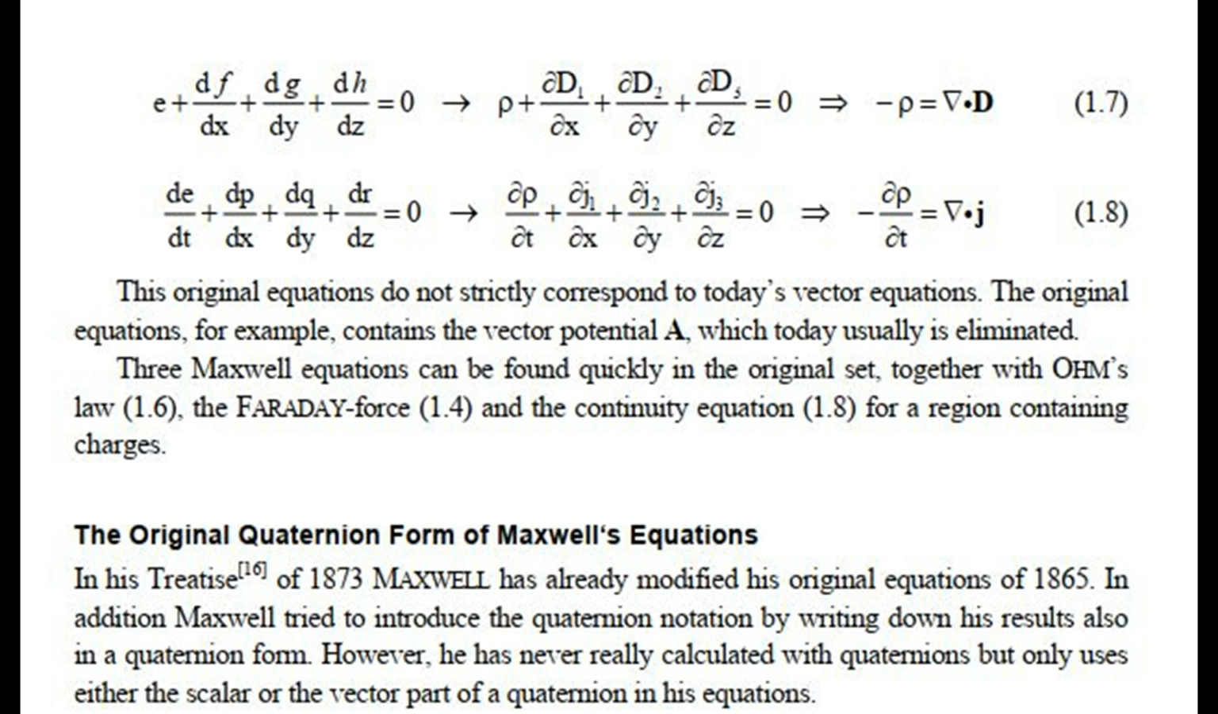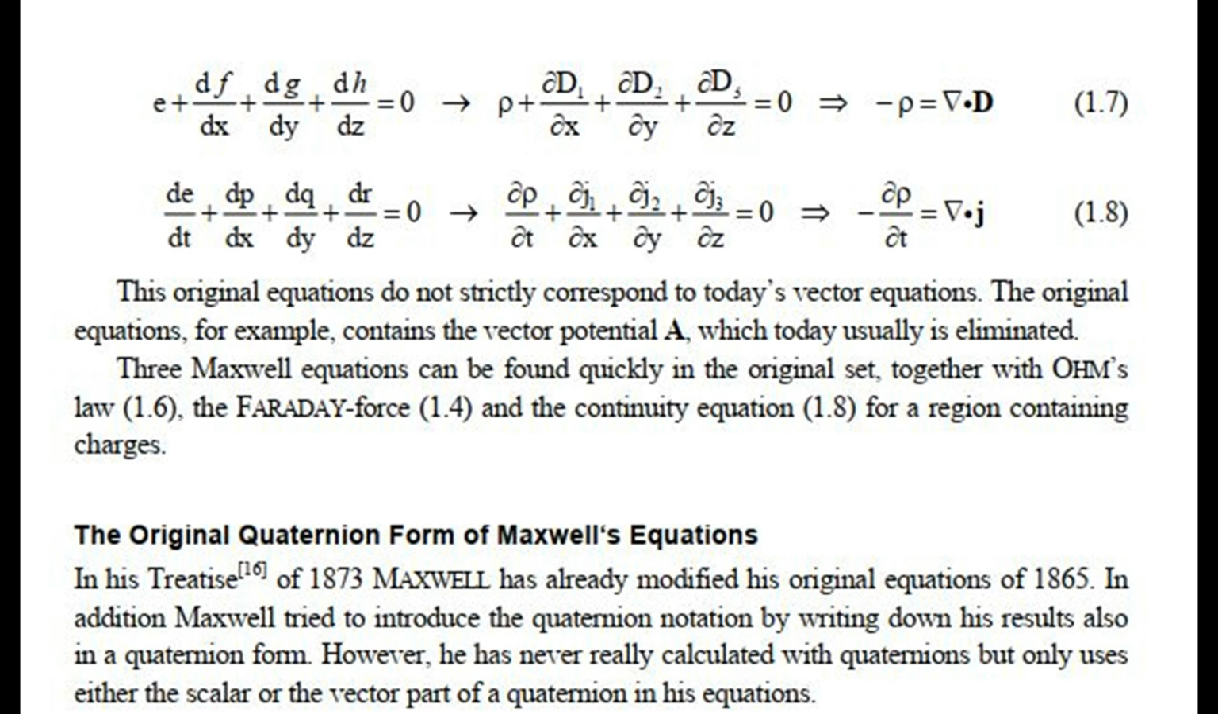These original equations do not strictly correspond to today's vector equations. The original equations, for example, contain the vector potential A, which today usually is eliminated. 3 Maxwell equations can be found quickly in the original set, together with Ohm's law, 1.6, the Faraday force, 1.4, and the continuity equation, 1.8, for a region containing charges.